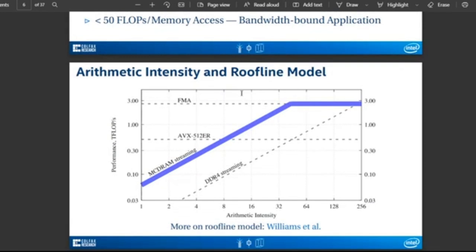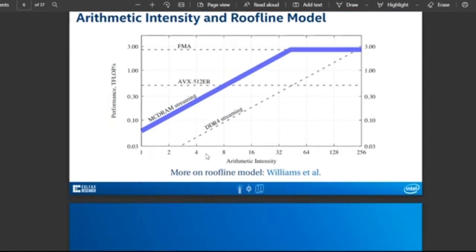You can also use a roofline model, and there are little tools available that allow us to look at that. This is the RAM streaming. This is DDR streaming. Here is the AVX512 register. And here's your arithmetic intensity along the bottom, and here's your performance along the side.